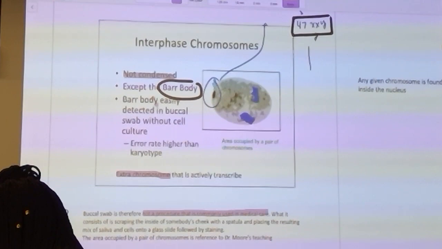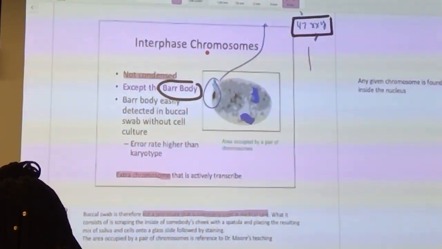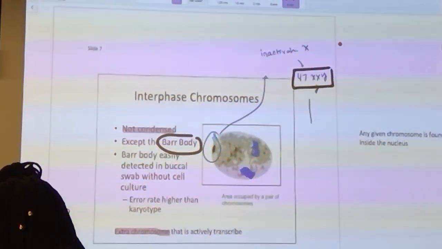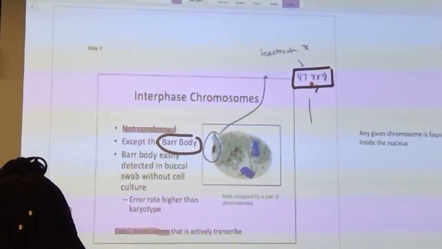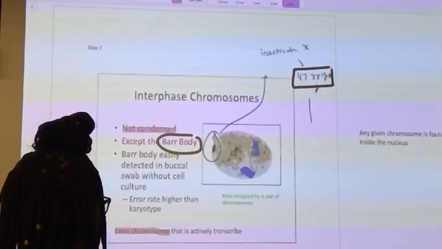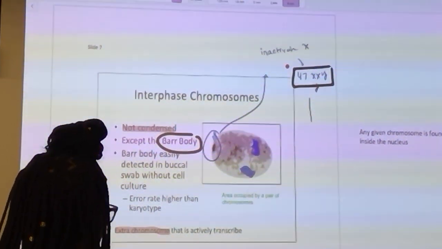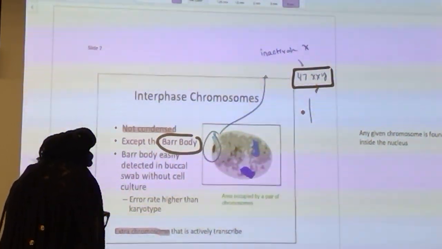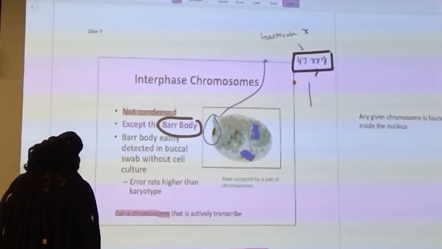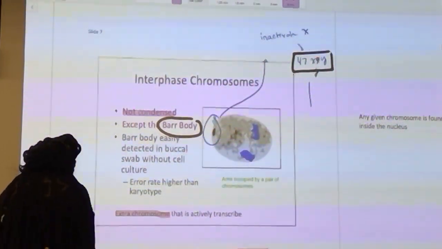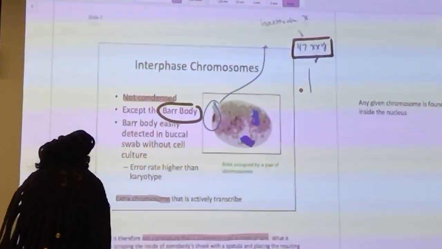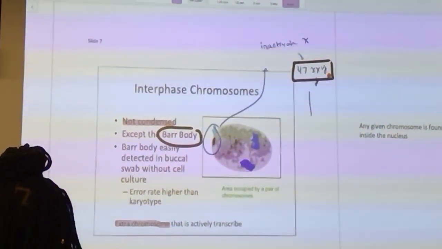Okay, abnormalities. You just need to know that a Barr body is an inactivated X chromosome. So if they give you this phenotype or genotype 47XXY and ask you how many Barr bodies, it's 1 or 2. That's 1. You get it? It's an inactivated X. But if it's 47 triple X, it's 2.